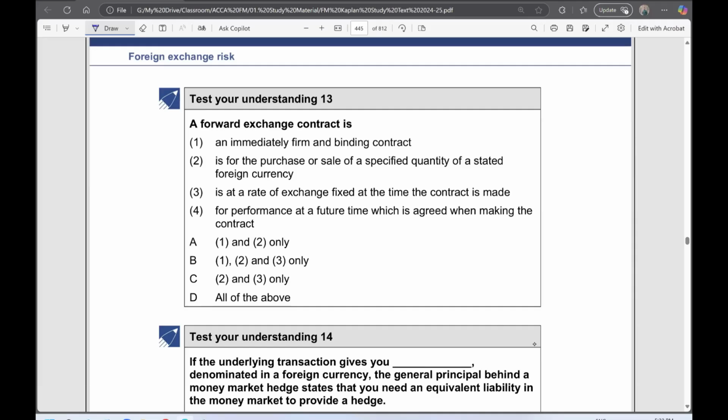A forward exchange contract is an immediate, firm, and binding contract for the purchase and sale of a specific quantity of a stated foreign currency. Is the rate of exchange fixed at the time the contract is made? Yes, you fix it at the time of the contract, for performance in the future. So the answer is all of the above.